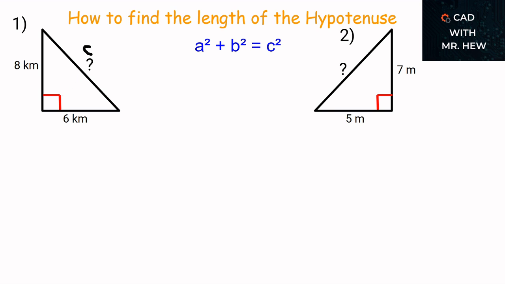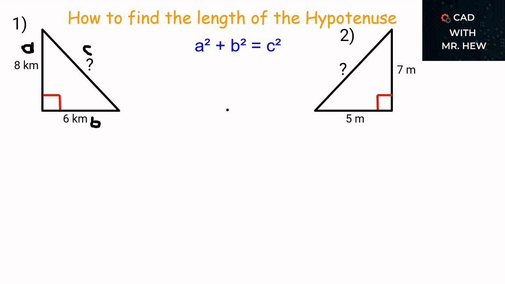We need to identify the a and b and the c on the triangle. Now the c will always be the longest side, always, which is the hypotenuse. It doesn't matter which side you call a or b, right? So I'm just going to call this one a, and we use common letters to denote the sides, so we're going to denote this side b.